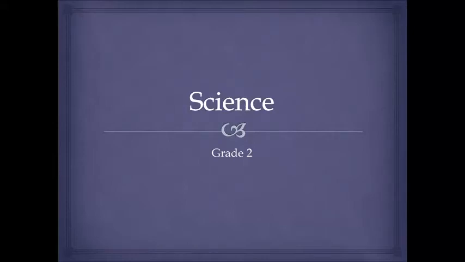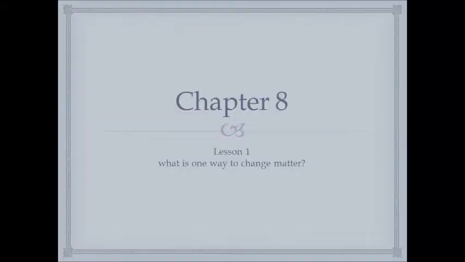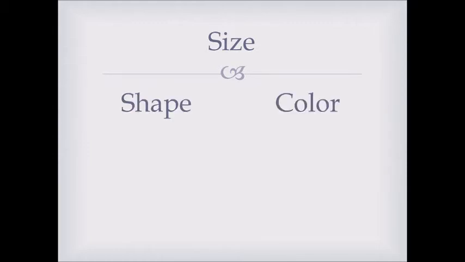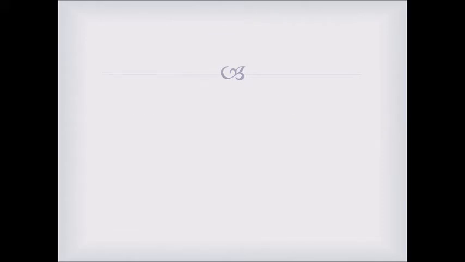Hello my dear students, in this video we're going to start chapter 8, lesson 1, what is one way to change matter. To change something means to make it different. You can change the size of the matter, shape of it, or its color. When you change the size, shape, or color, you're actually making a physical change.